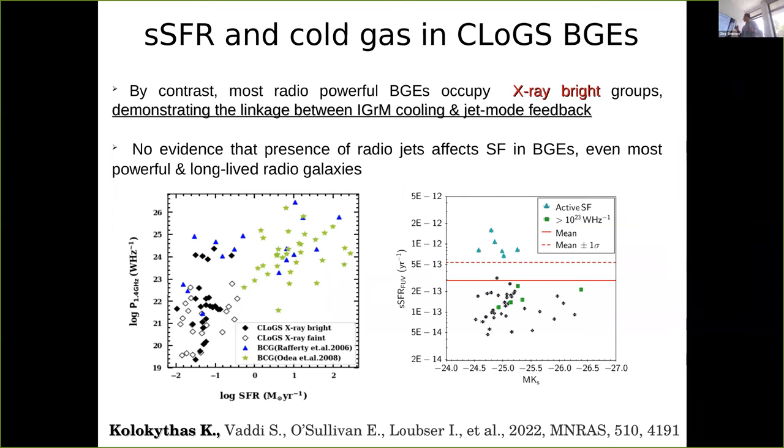This one, SSFR, yes. You might know better than me that different indicators show different SSFRs, but with the one that we used, we see that the active star forming systems, the BGEs that have more star formation, present higher specific star formation rates. The lenticulars that have cold gas are higher. But these are all X-ray faint, and that's why their origin also comes from star formation. Okay.